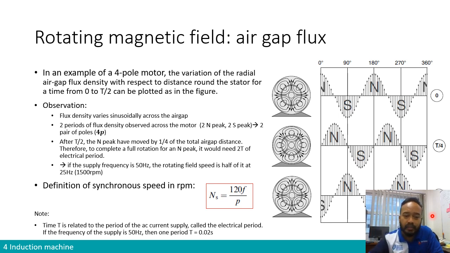The period T over here, so I put a note over here. The period of time T is related to the period of the AC current supply. So it's also called the electrical period. It's T, or sometimes known as T_E. So it is the electrical period. So T/2 means half of the period. Half of the period, if you convert it into radians, is basically pi.